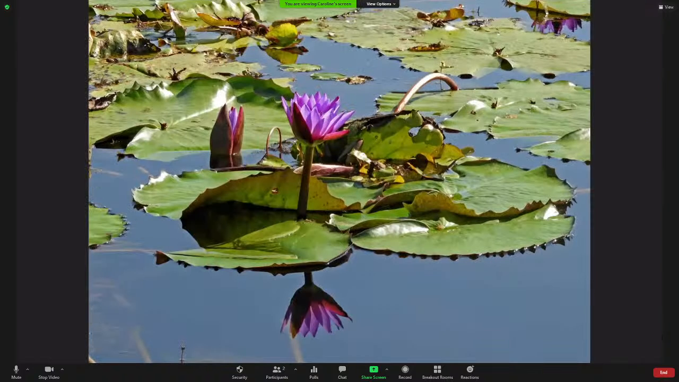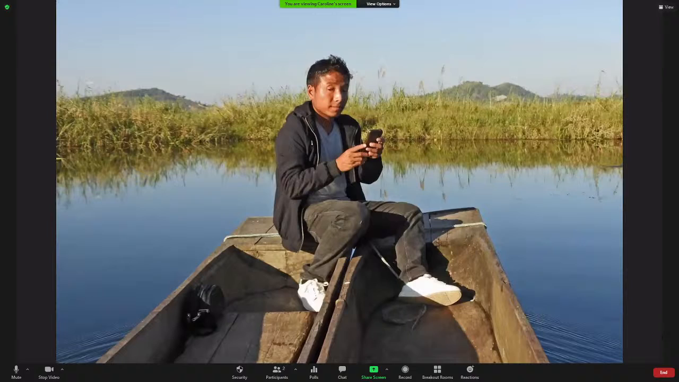And it was just such a serene and lovely place to be, with water lilies and dragonflies, and pretty amazing. Lungri was renowned for taking selfies. So he's got selfies of himself everywhere we went.